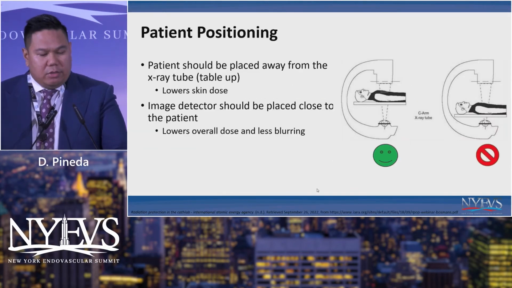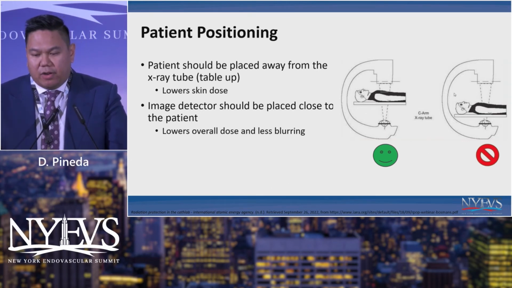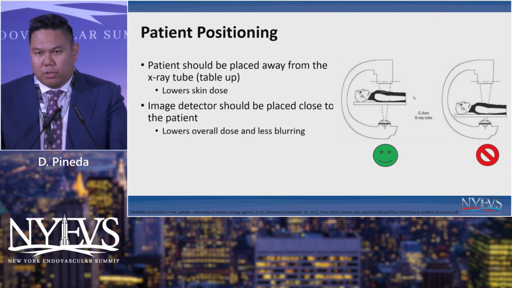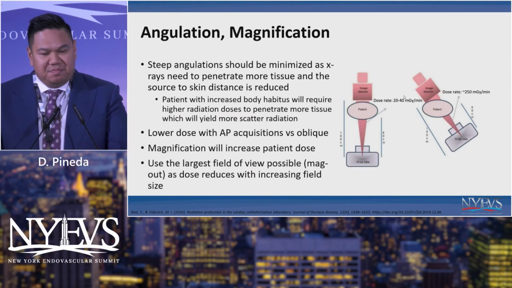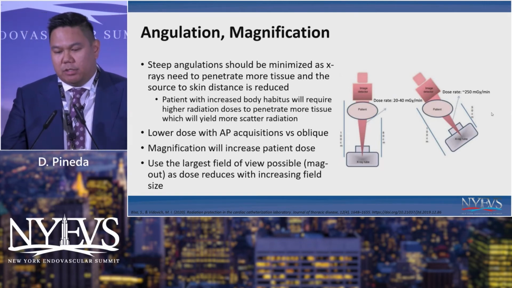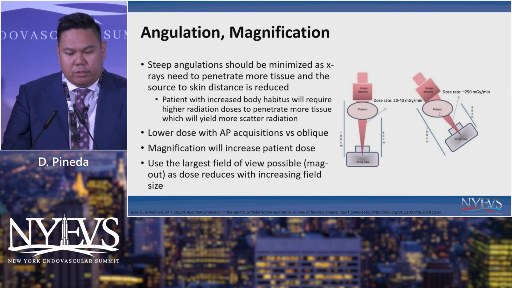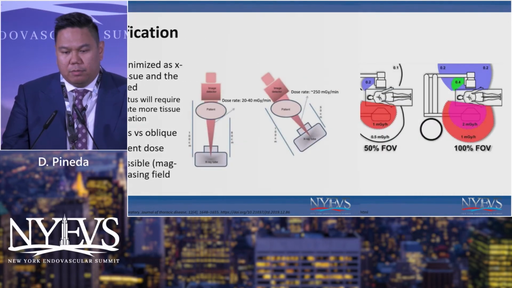So techniques that we could do to lower radiation dose, one of the most important things is that our table is high up and the image intensifier is very close to the patient. This lowers the overall delivered dose. Angulation and magnification also substantially increase radiation dose. So as much as possible, work in AP projections or in low magnification, because increasing the magnification will increase the dose. These are things that we consider while we're doing these procedures.